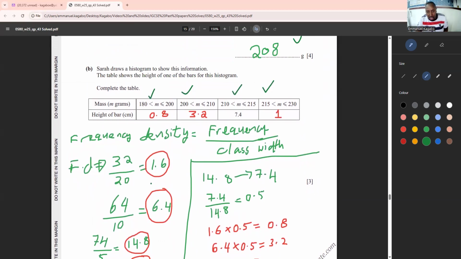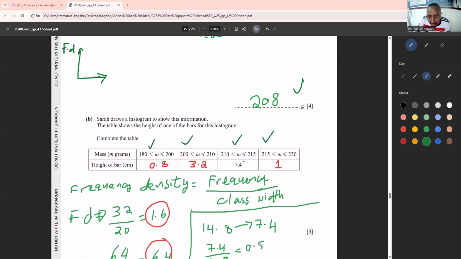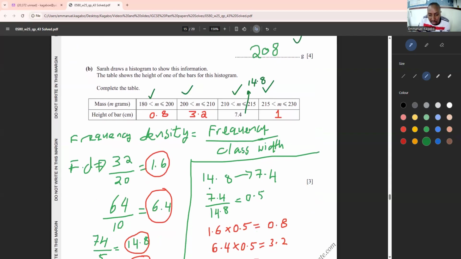Now, the trick in the question, after the frequency density of here is what? It is 14.8. The frequency density here is 14.8. Now, the frequency density is represented by the proportion representing 7.4, which is that. So if 14.8 is represented by that, 1 will be represented by what? It will be 0.5. Now, 0.5 times every frequency density.